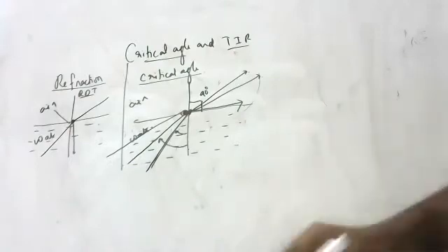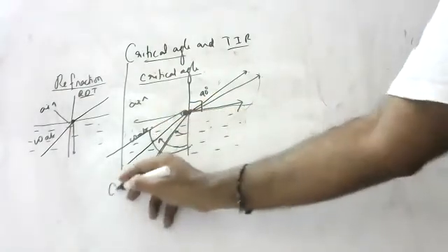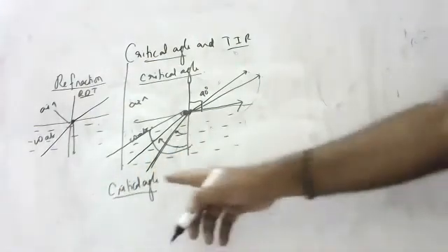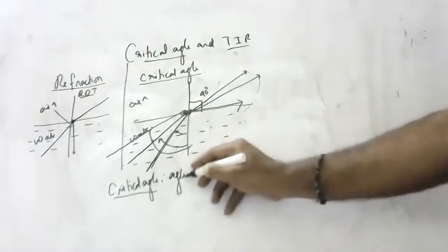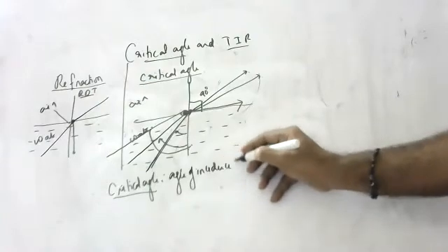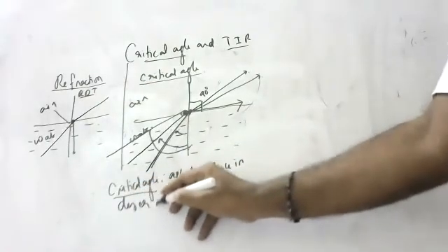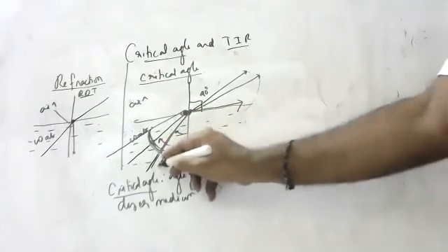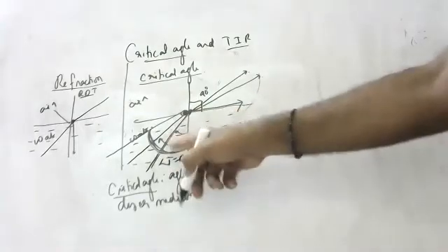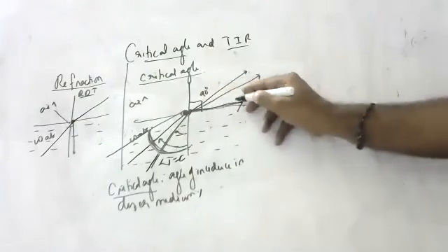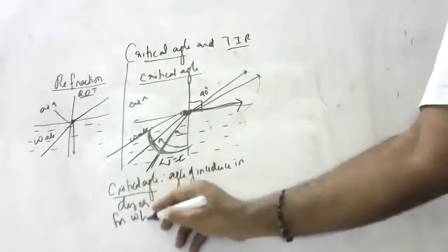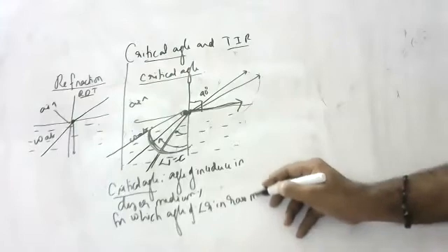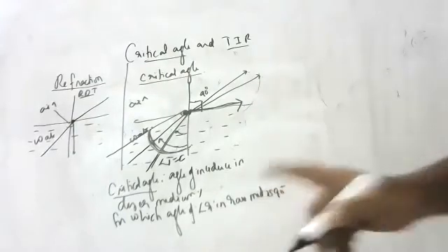What does critical angle mean? Try to understand, children. Critical angle means the angle of incidence in denser medium for which the angle of refraction in rarer medium is 90 degrees. That is called the critical angle, children.